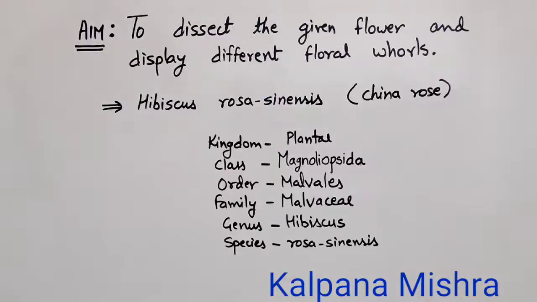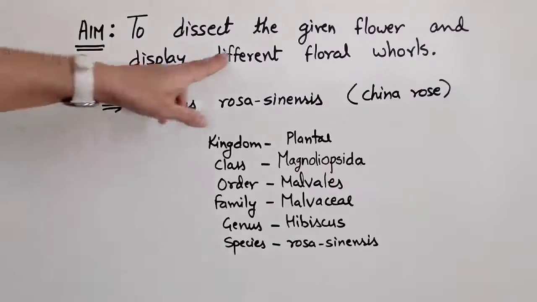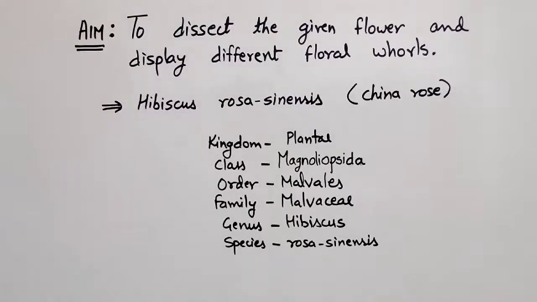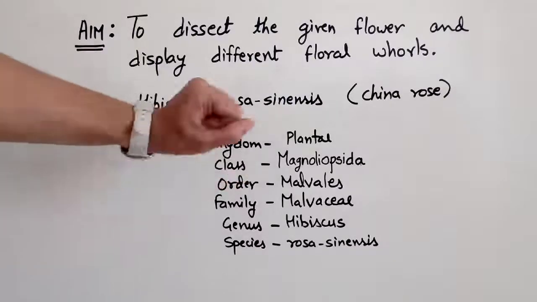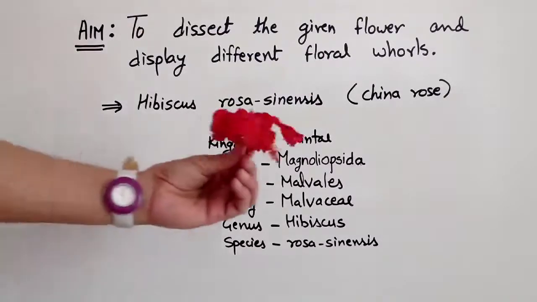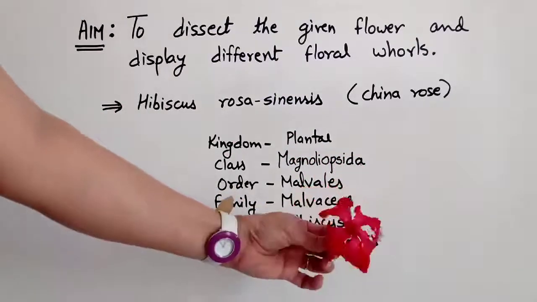Hello my dear students, so today we will do the first experiment. The aim of this experiment is to dissect the given flower and display different floral whorls. For this experiment we will take the flower Hibiscus rosa-sinensis, commonly called China rose. I think everybody has seen this flower. This is Hibiscus rosa-sinensis.